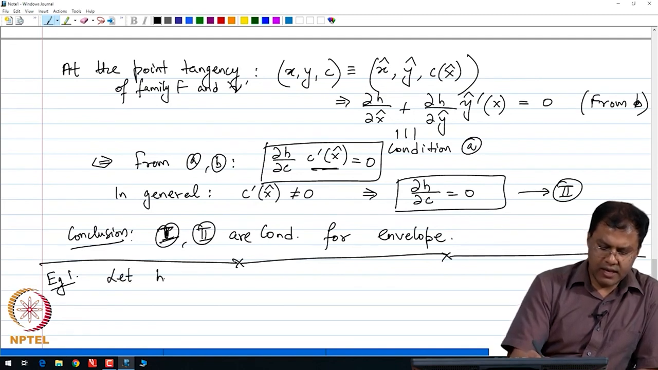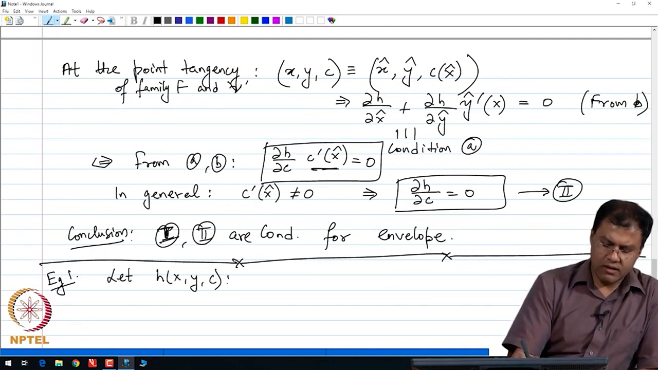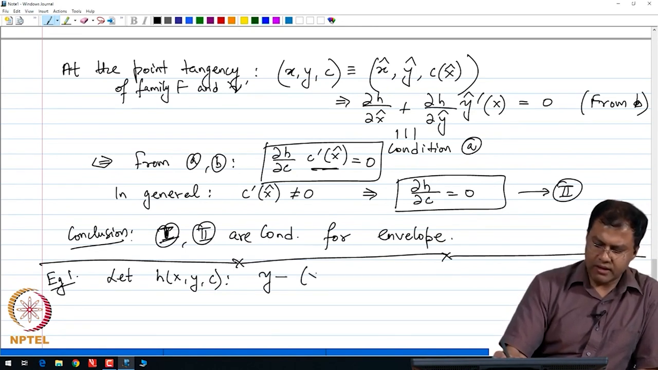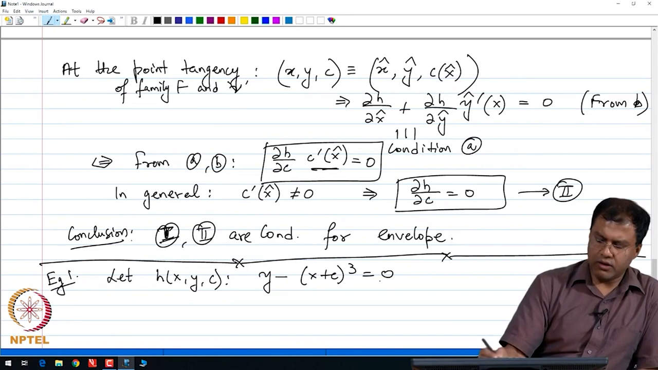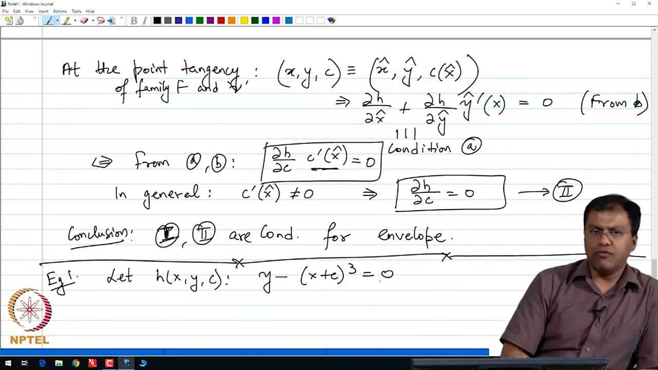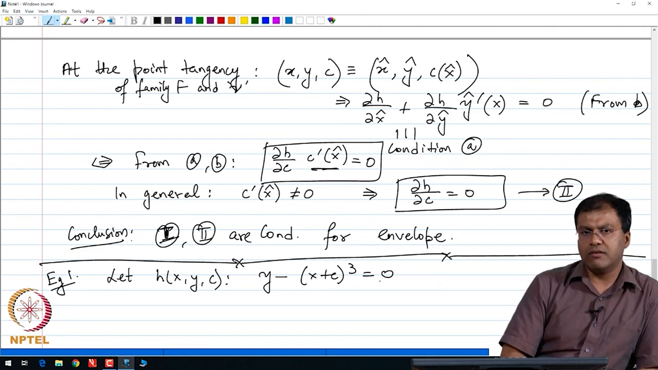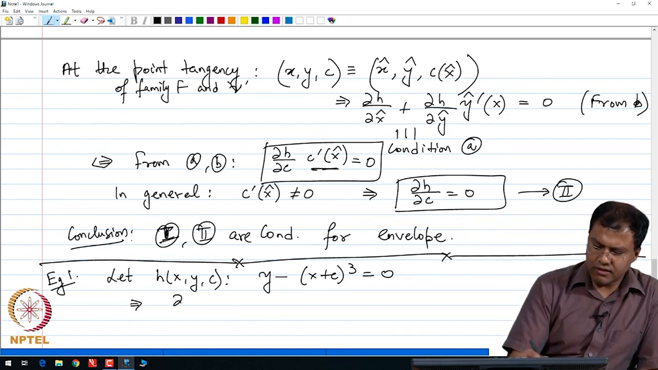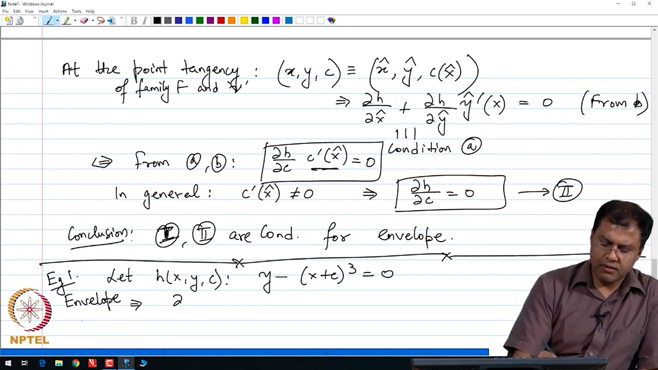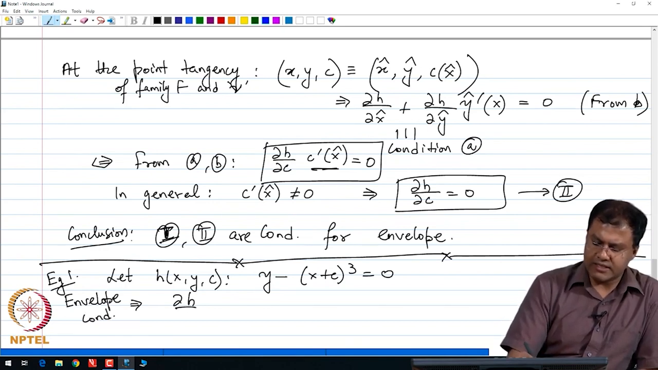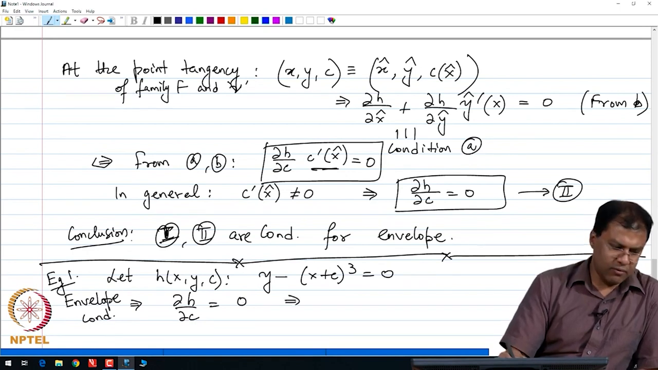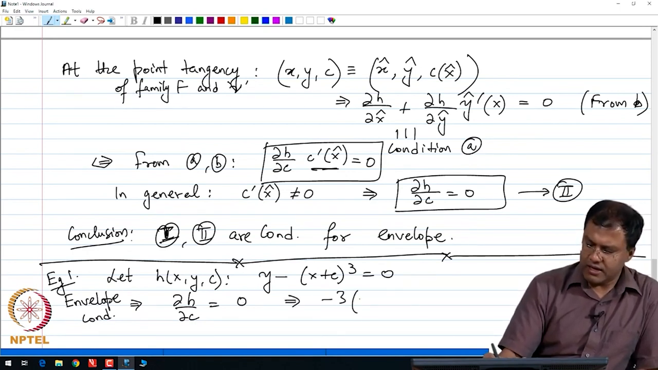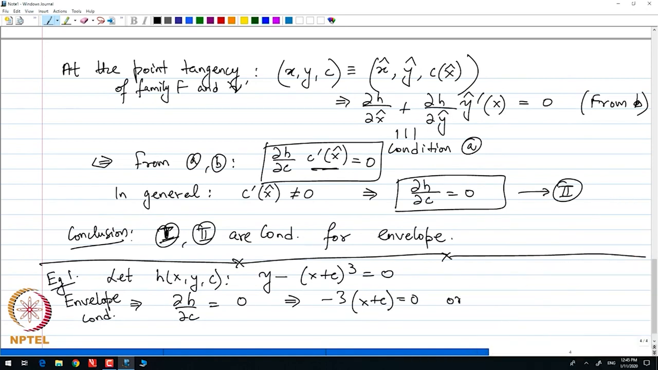So, let H of x, y, c be the following function: (y minus (x plus c)) cubed is equal to 0. And I want to find the family of envelopes for this family of curves. So, to find the family of envelopes, my envelope condition is del H del C is equal to 0, and from here I get that negative 3 (x plus c) is 0, or the constant c is equal to minus x.